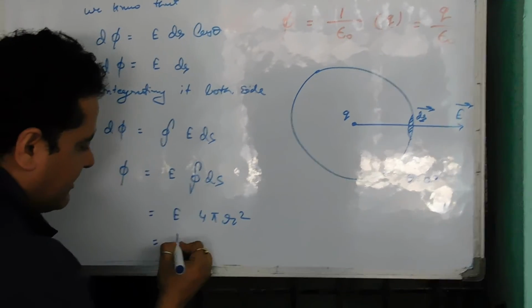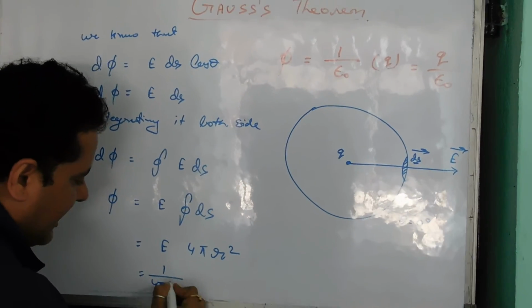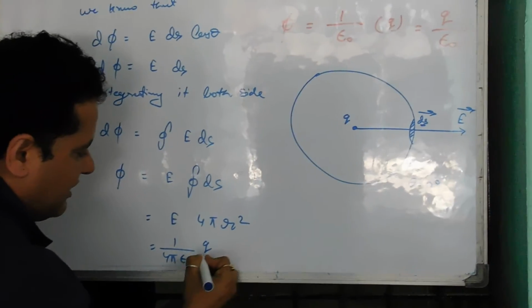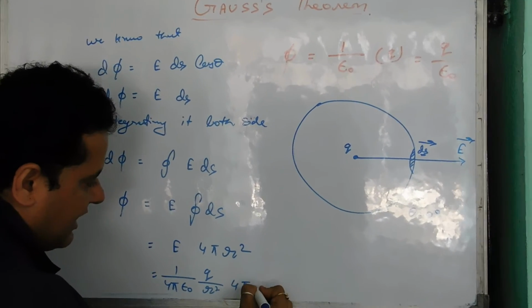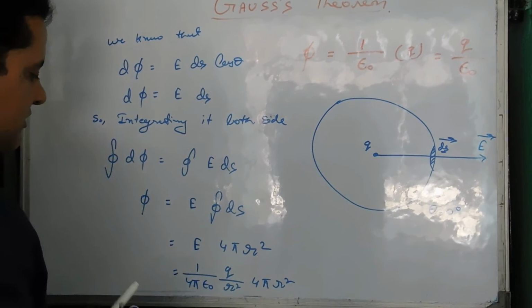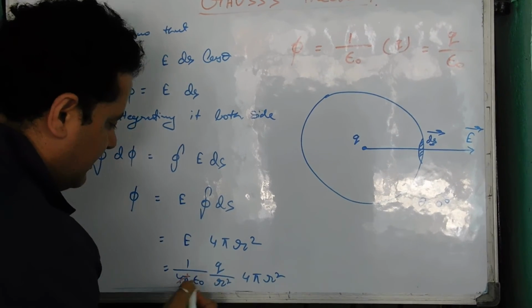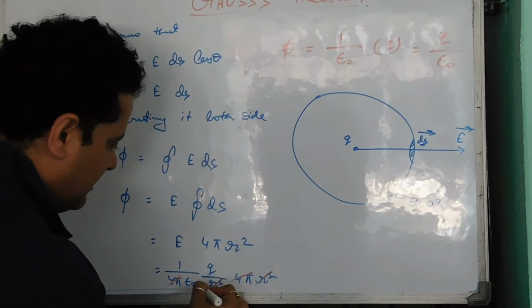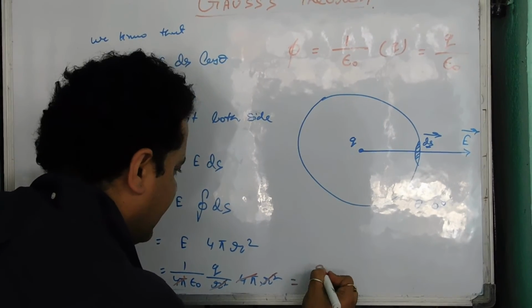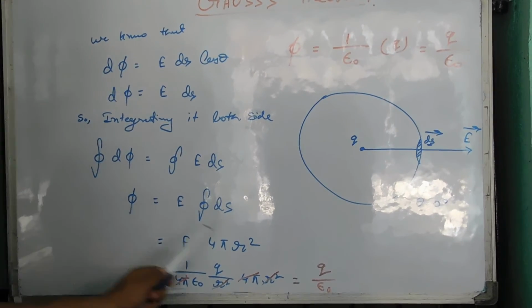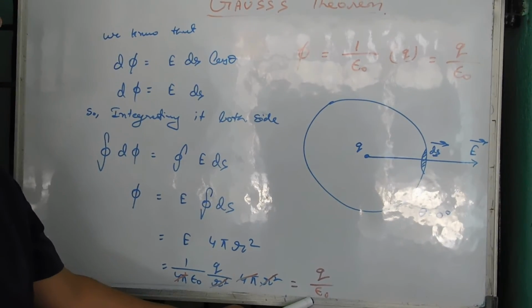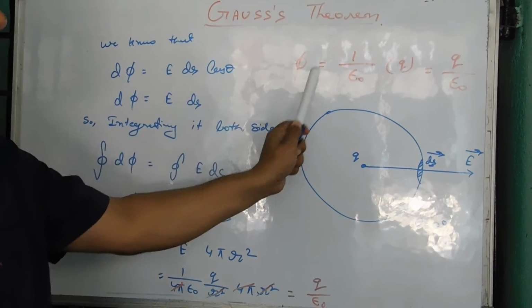And the value of E is 1 by 4 pi epsilon naught times q by r square, multiplied by 4 pi r square. So some things cancel out, and finally we get q by epsilon naught. So phi is equal to q by epsilon naught. Hence Gauss's theorem is proved.